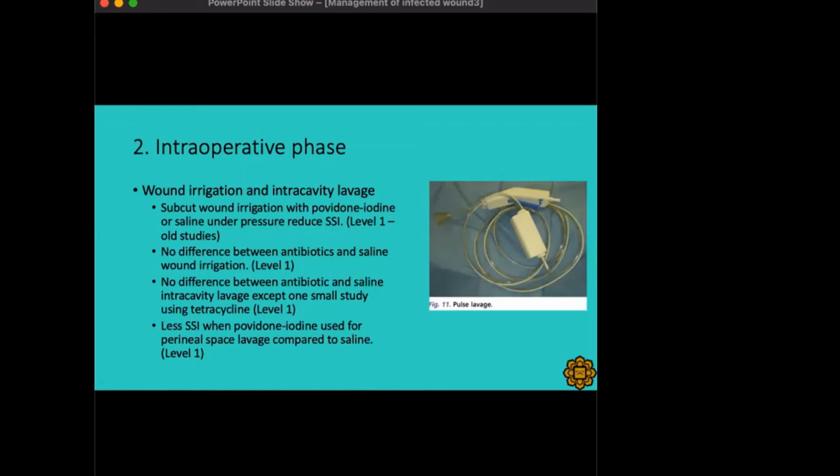When povidone iodine is used for perineal space lavage, it's better or gives less SSI compared to saline. So this is for the colorectal or gynae, I suppose.